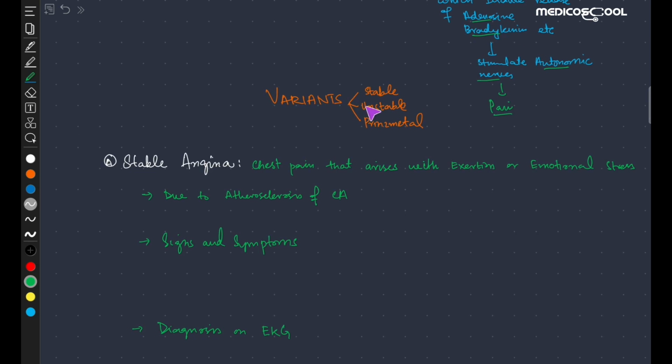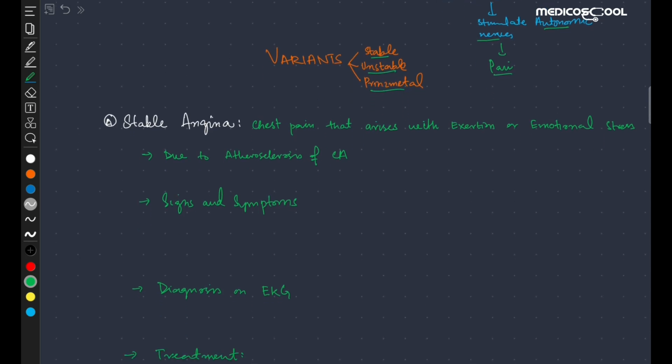Now talking about the variants of the angina, it may be stable, it may be unstable, or it may be Prinzmetal. The first is the stable angina. So what is stable angina? It is the chest pain that arises with exertion or emotional stress.